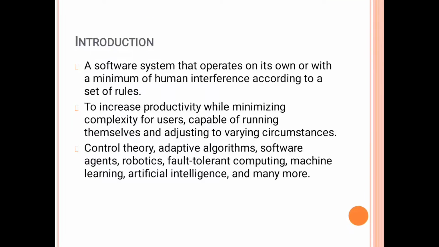Introduction. A software system that operates on its own or with a minimum of human interference, according to a set of rules, to increase productivity while minimizing complexity for users, with the capability to run itself and adjust to varying circumstances. Related fields include control theory, adaptive algorithms, software agents, robotics, fault tolerant computing, machine learning, artificial intelligence, and many more.